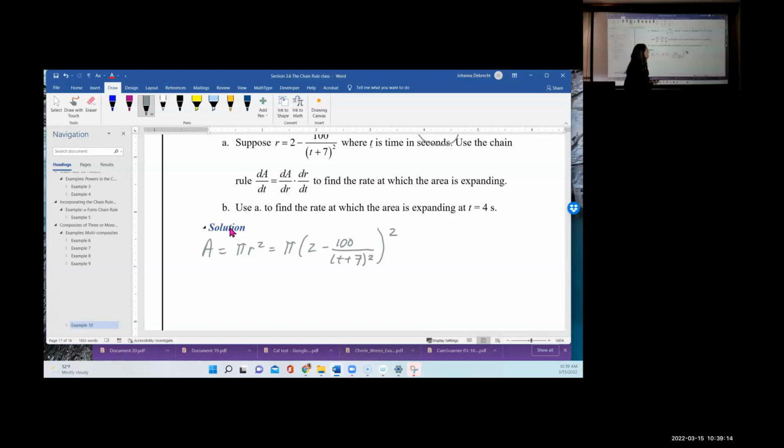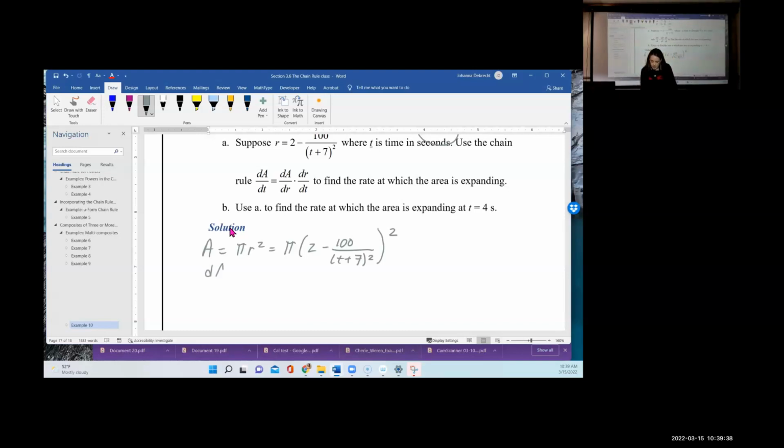All right. So the formula is pi r squared, but r is this (t minus 100)/(t plus 7) quantity squared. So I replace the r with this formula, and then I square it for the formula pi r squared. Okay. Now I want to know the rate at which the area is changing.